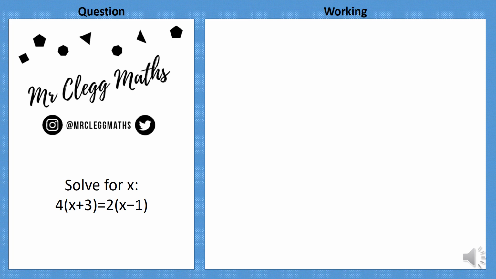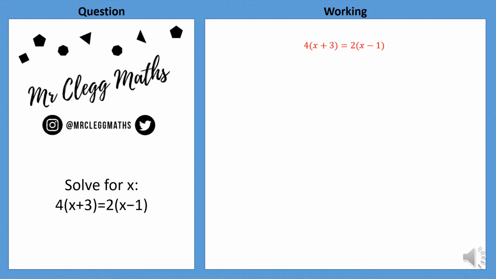Hello, I want to explain to you how we would solve an equation if the unknown appears on both sides, and this example happens to have some pairs of brackets as well. So when you've got an equation and there are brackets present, it's always a good idea to expand them first.